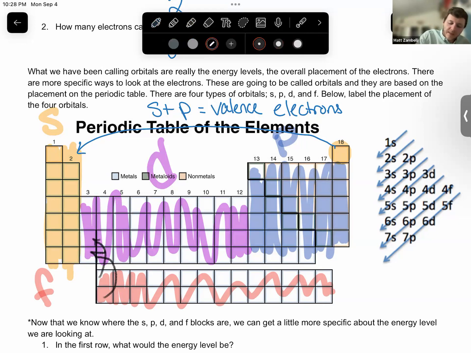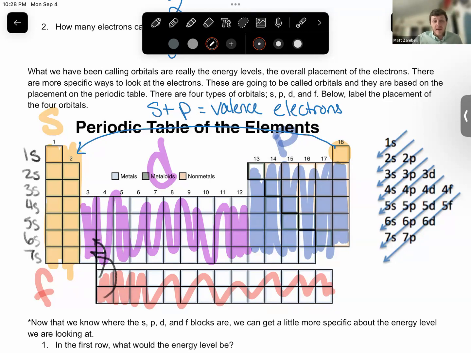So if we're looking, this right here is going to be called our 1s, our first row in the S block. Our second row in the S block is our 2s. And then we have 3s, 4s, 5s, 6s, and 7s. So super simple, because if you count the rows on your periodic table, those are the row numbers, just like you're looking at 1s, 1 through 7. Then we just put an S after it.